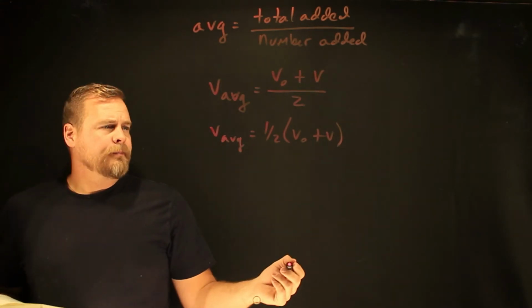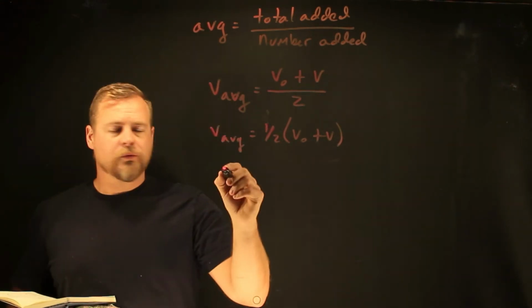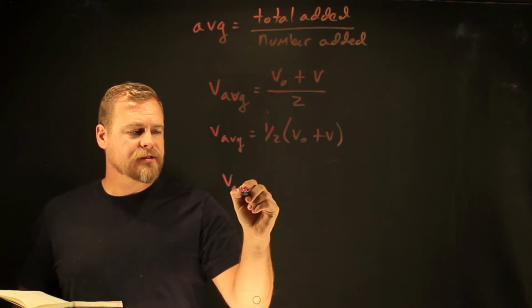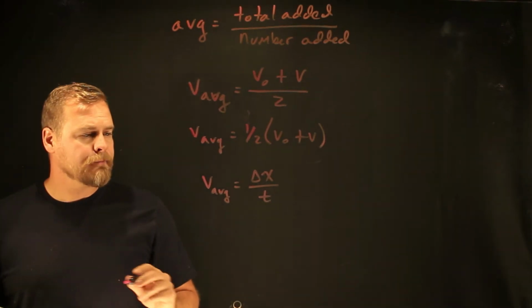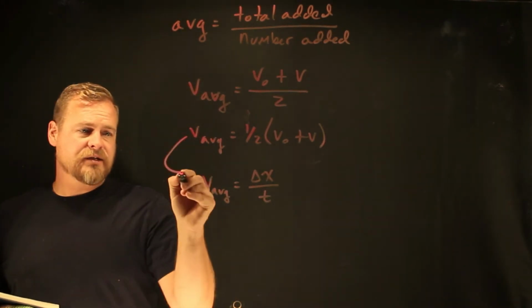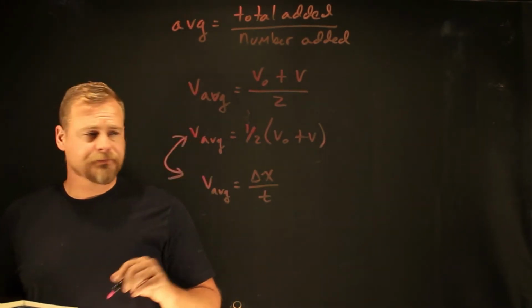But what about time? There's no time in here. Recall that I had the average velocity was displacement over time. So what I can do is I can set these two equal to each other.